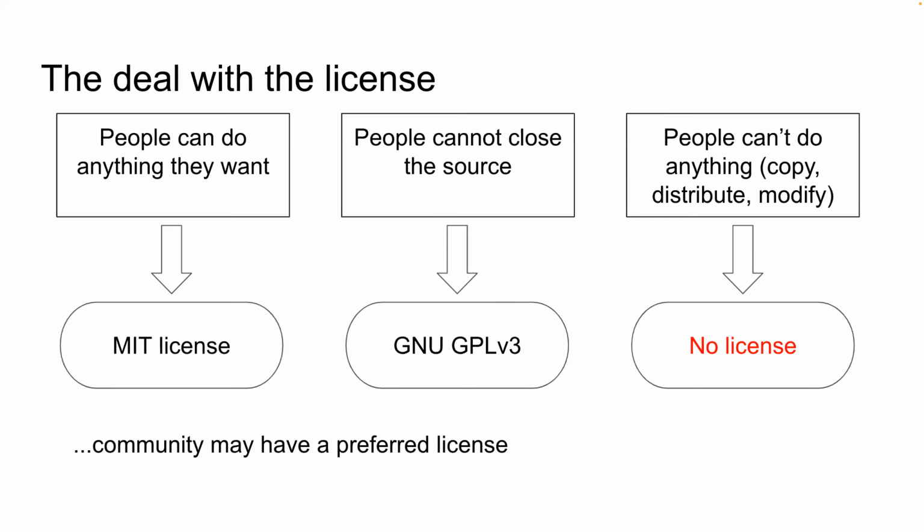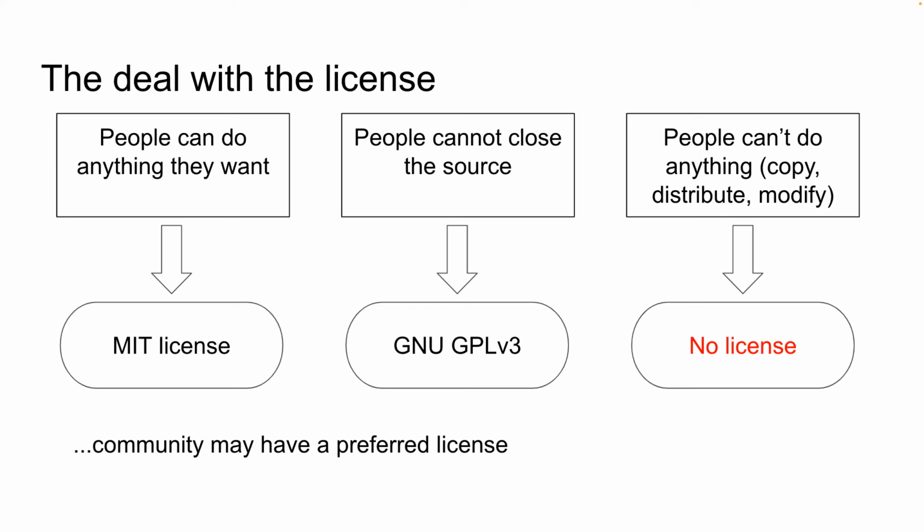Let's talk a little bit about the license. Usually, it's better to have some kind of a license. You have to decide what you want to allow people to do with your source code. If the package doesn't have any license, it means people can't do anything. Basically, they can't copy, distribute, or modify your software. And that's probably not what you want. But this is what happens if you don't have any license in your project. Theoretically, people can't do anything.